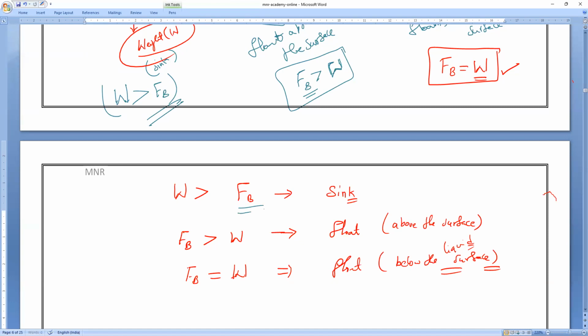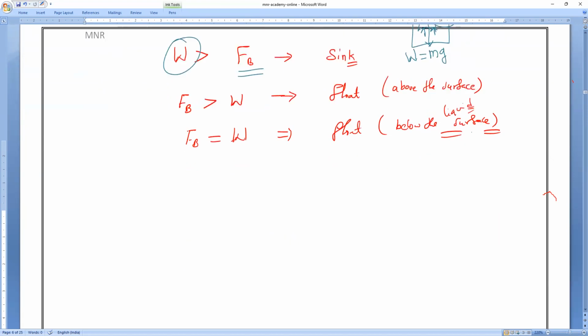Weight of the object is always exerting in the downward direction. That is what we can say, mg. Weight is equal to mg. Then if it is immersed, definitely it will experience an upward force. So what is the upward force? We used to call it buoyancy, upthrust. Understanding? Upthrust, or we can say buoyancy force.